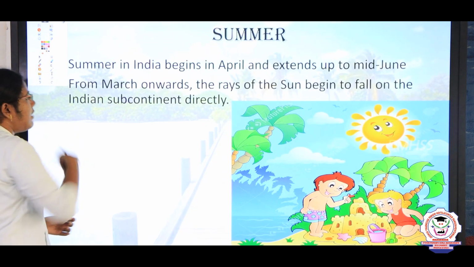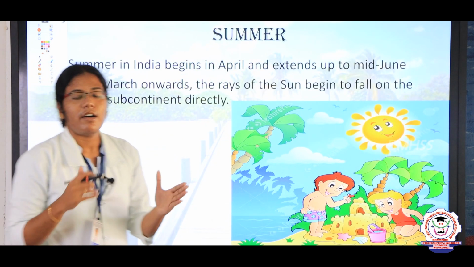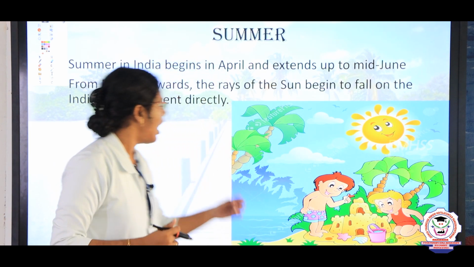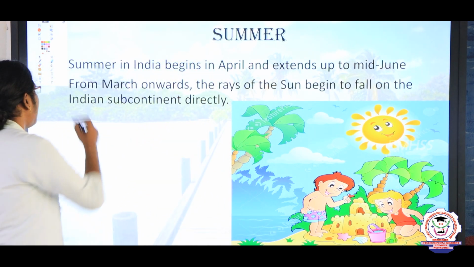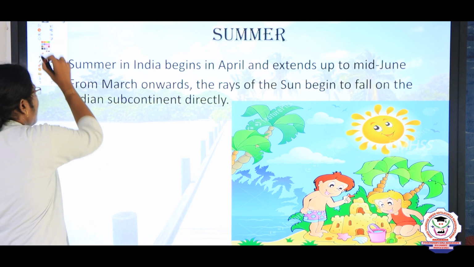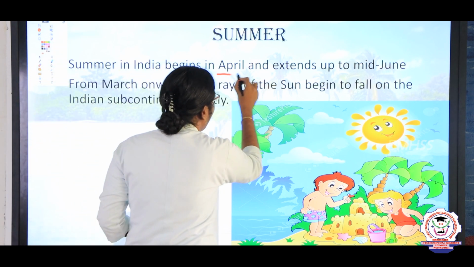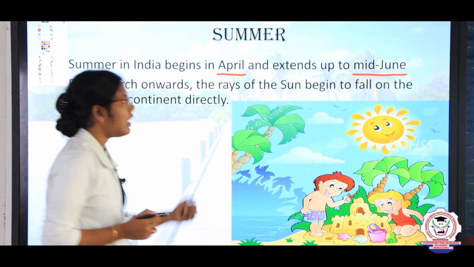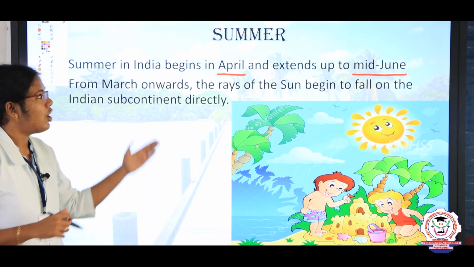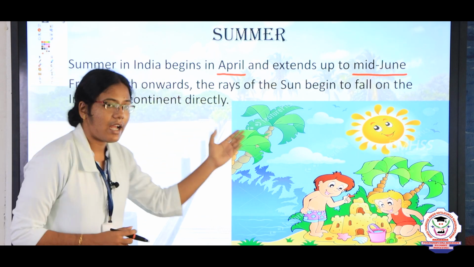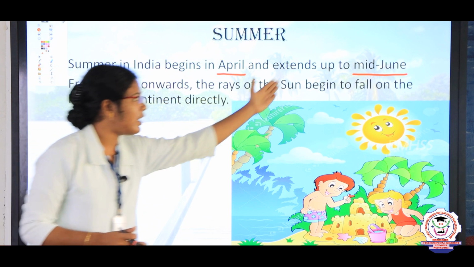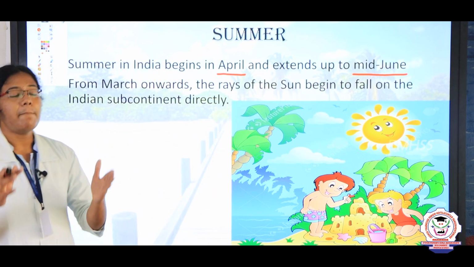First we see about the summer. In which month will the summer season begin in India? Summer in India begins in the month of April and extends up to the mid of June. Mid means middle of June.